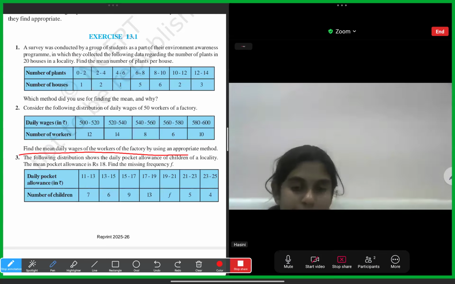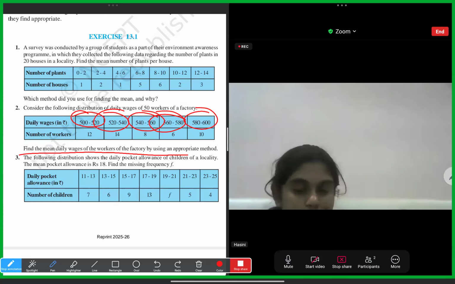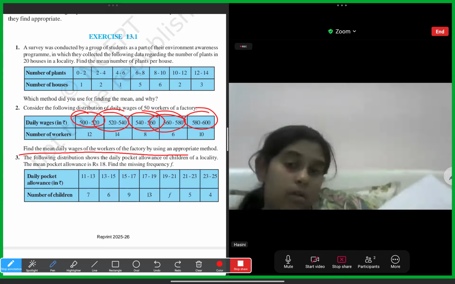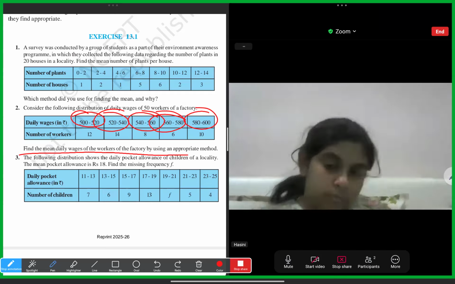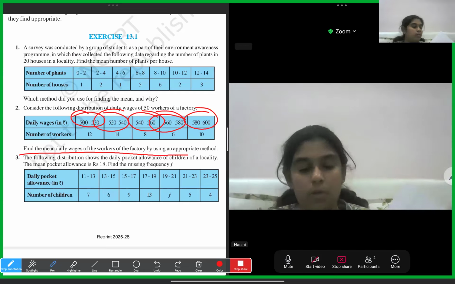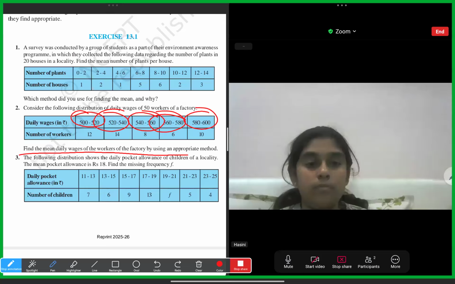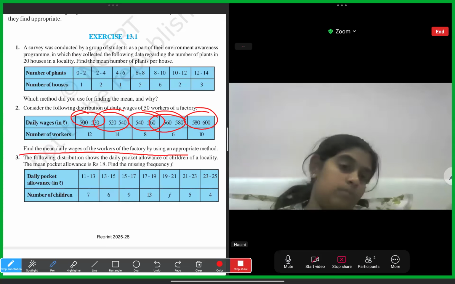Now in the second question, Hasni, the class intervals are bigger. They're not one digit. So we should not prefer the direct method for this. If you do it with any method, the same answer will come, but what is the problem? Complex calculations. So that's why we should not prefer it. Now we will learn the assumed mean method for this question, the second method.